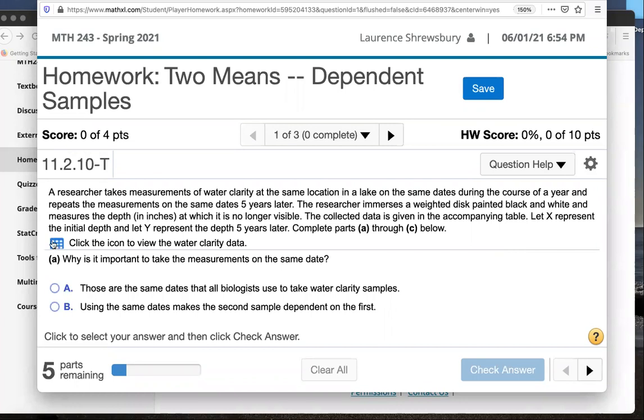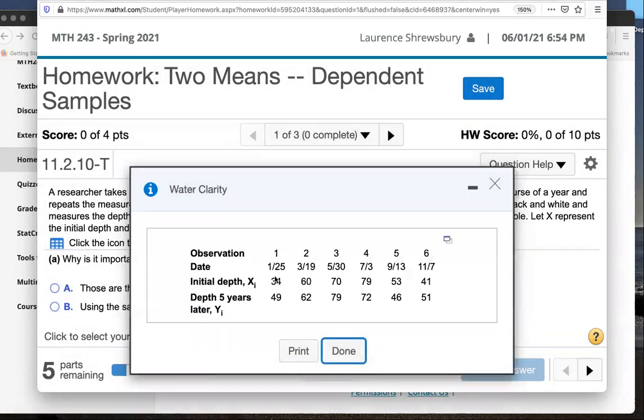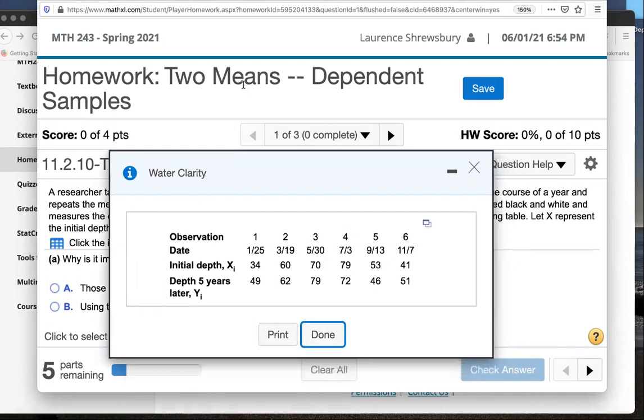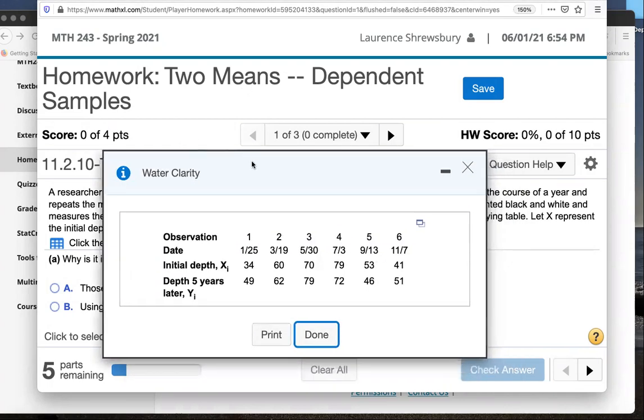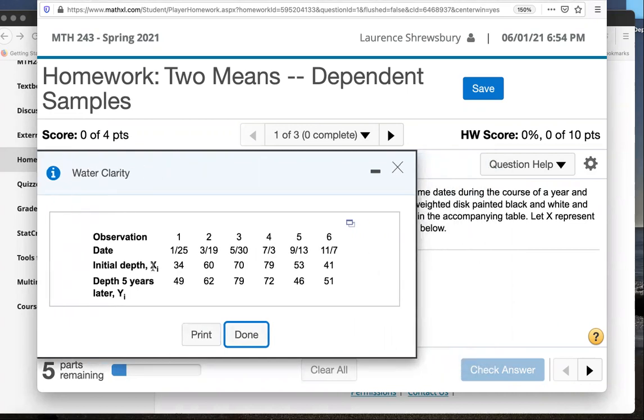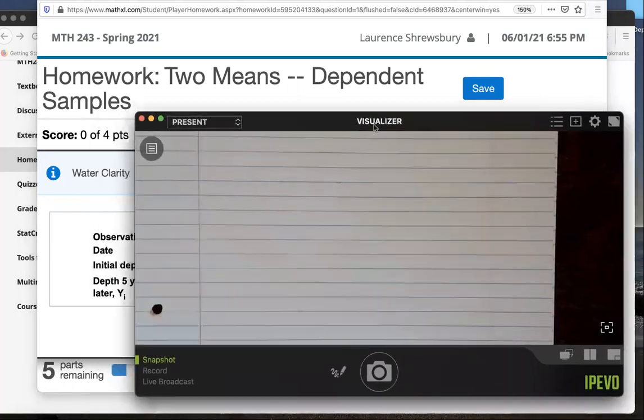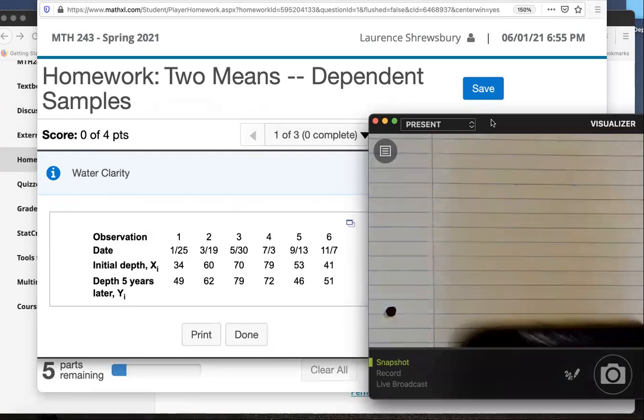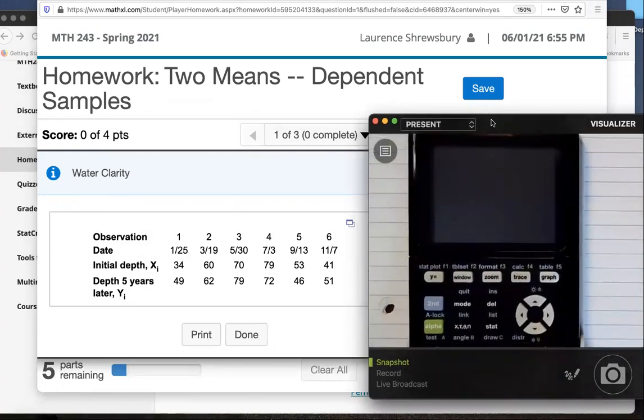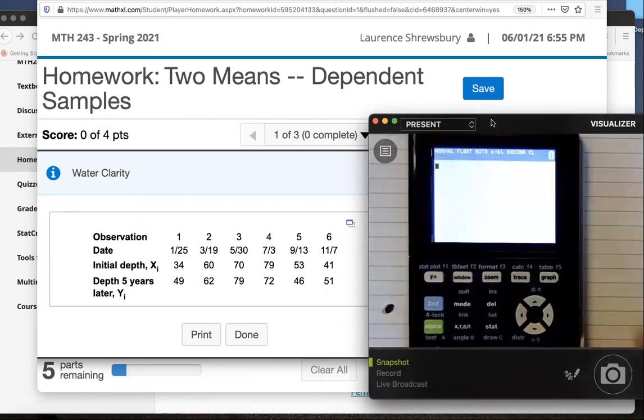And then it says, click the icon. And there's our data. Now, what I'm going to do is put this data, X, into list one and the Y data in list two on my calculator. So let me just bring this on up. I'll scoot it over here. So let's see, I'll press stat, one for edit, clear anything that's in there. And we've got to get it in the proper order. So let's see, 34.